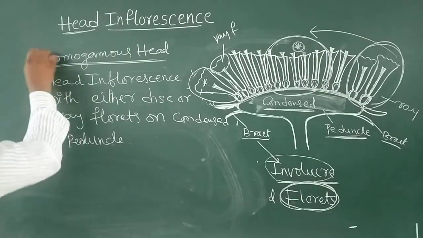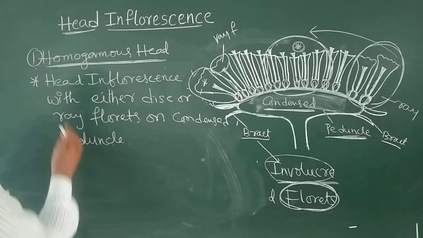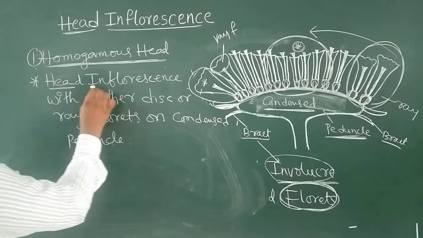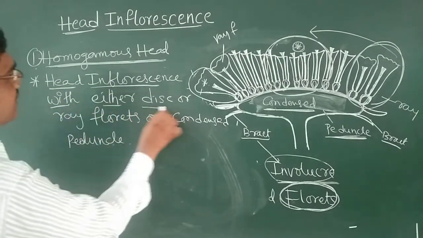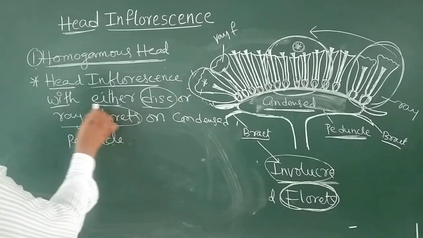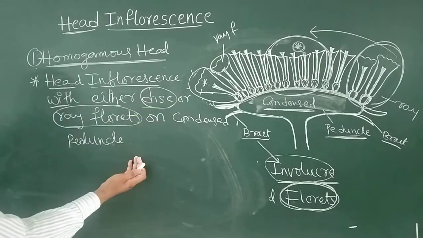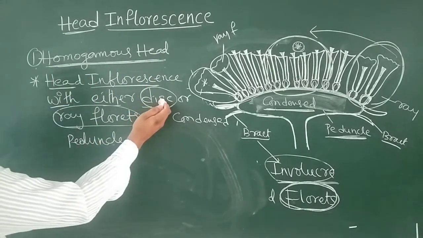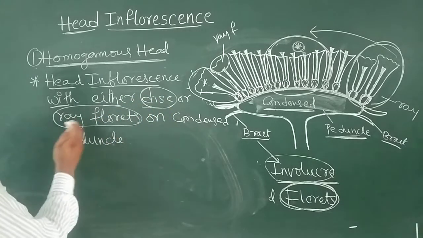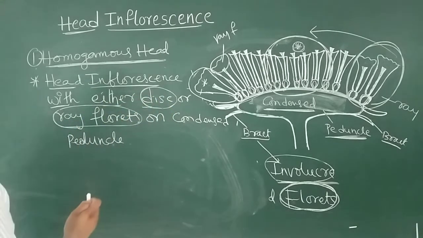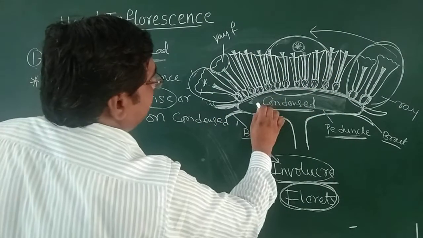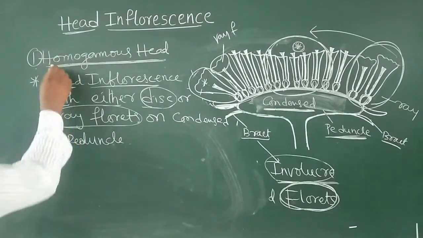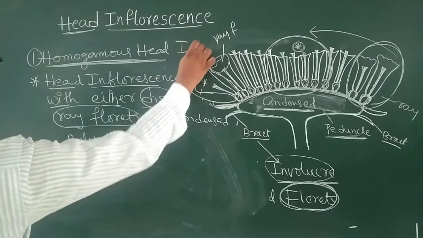The first one is the homogamous head, the second one is the heterogamous head. In the homogamous head, the head inflorescence has either disc florets or ray florets. Both are not present in the homogamous head. Any one type of floret is present on the condensed peduncle. This type of inflorescence is called a homogamous head inflorescence.